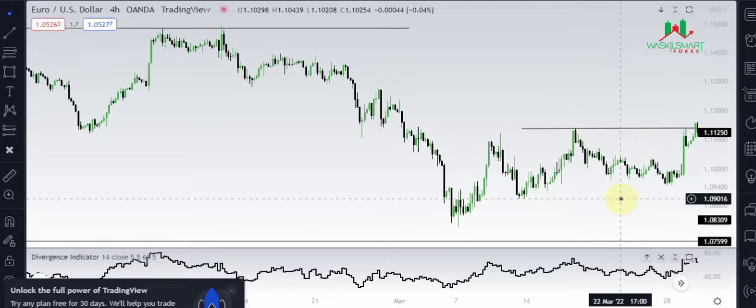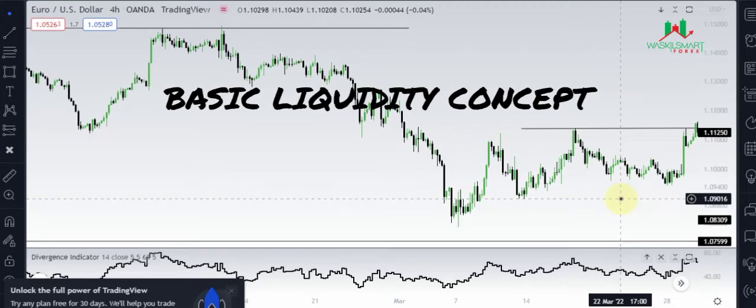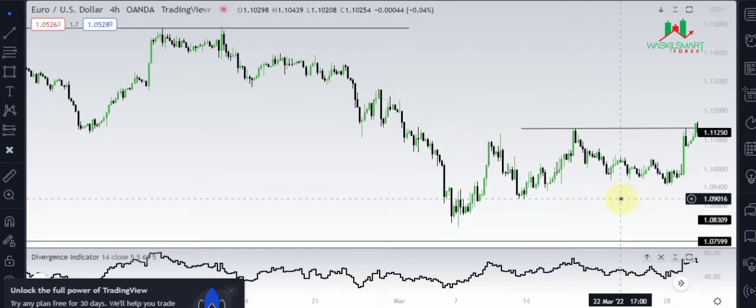From this concept today, I'm doing it in two parts. This will be part one, and what we'll be talking about today is the basic and common liquidity concept, which everybody is supposed to know as a trader.